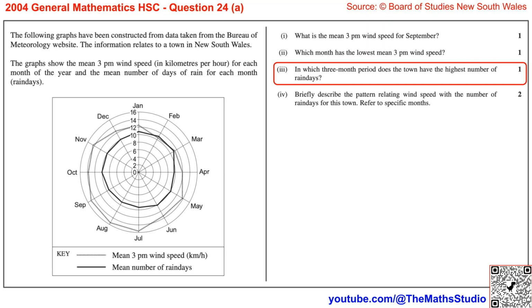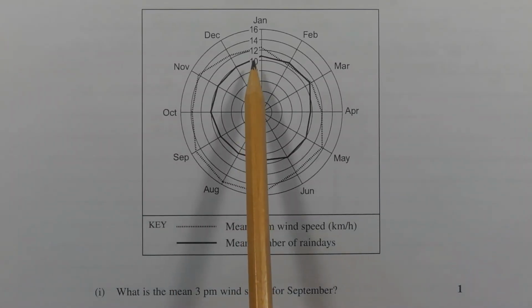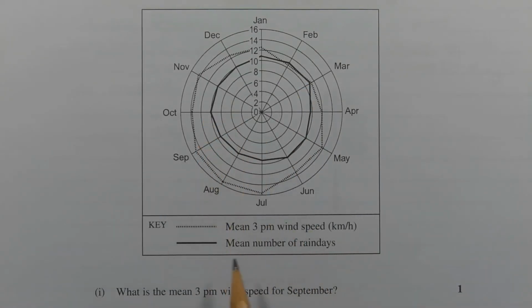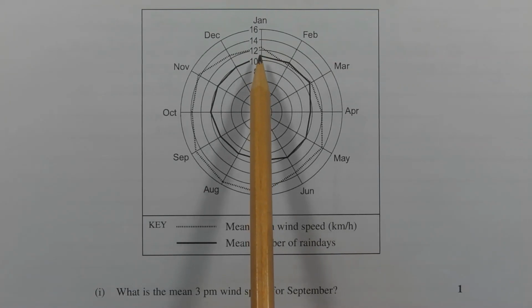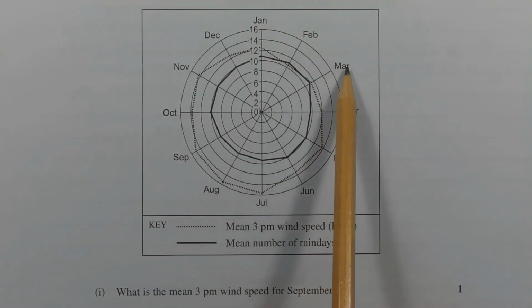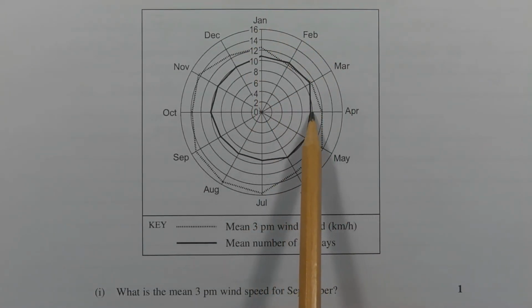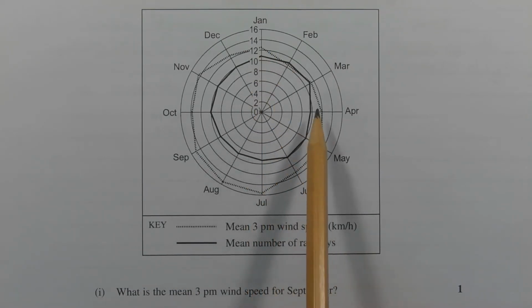Part 3. In which 3-month period does the town have the highest number of rain days? The solid line on the radar chart represents the mean number of rain days. And we can observe that the 3-month period spanning January, February, March have the highest number of rain days, at 10 or more rain days per month.